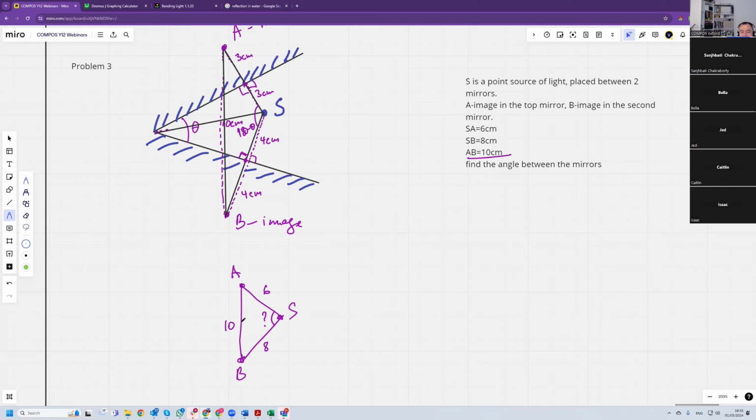Right, you need to recognize this is a very special triangle. Yes, it's a 3, 4, 5. Of course, it's a Pythagorean triple. So it is a 90 degree angle. If this is 90 degrees, then in this quadrilateral, this is 90, this is 90, this is 90. Well, we can easily work out that theta is 90 degrees. Theta must be 90 degrees.